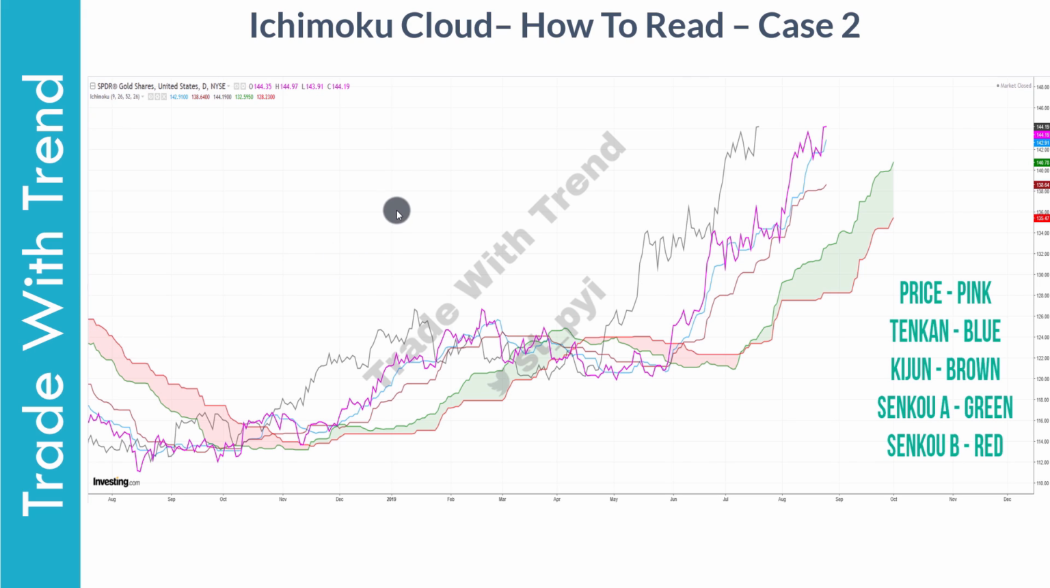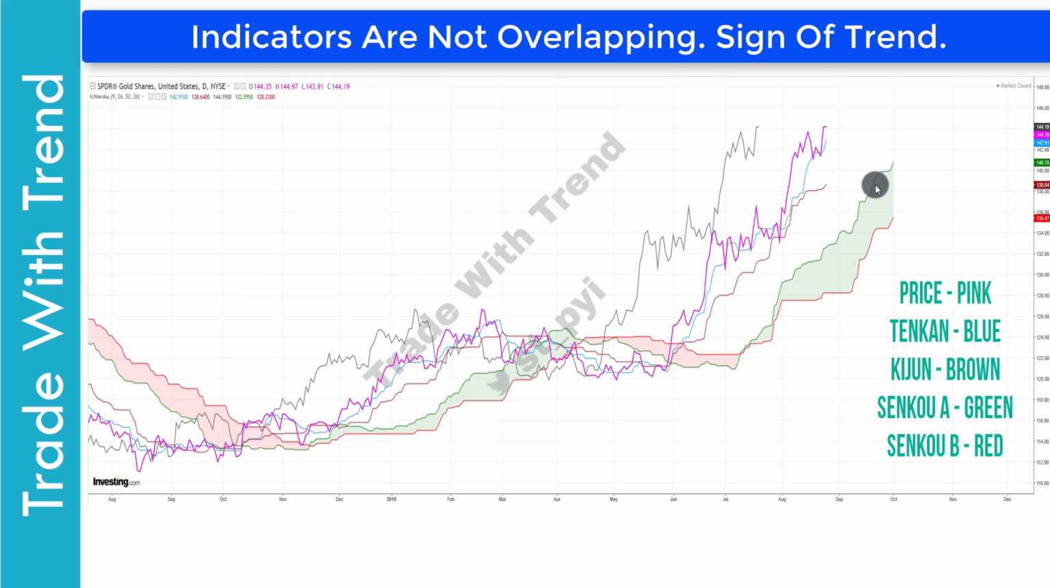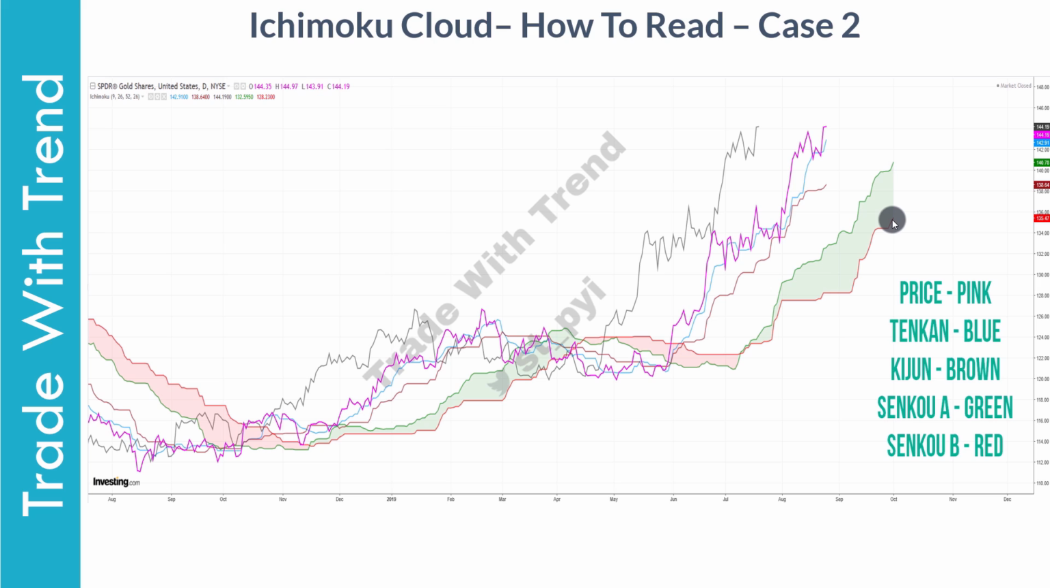The second case I will take up is of gold. In this chart, price is clearly trending above the Ichimoku cloud. I have marked the same here. Now this clearly represents the price is trending upwards and bias of trend is clearly on the upside. Senko A, if you see, is clearly above Senko B, and this is again a positive sign. Look at price with respect to Tenkan and Kijun. With price being above both, it is clear that path of least resistance is on the upside.